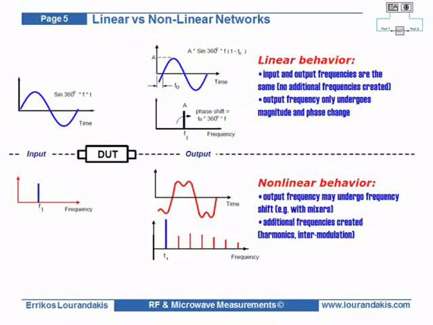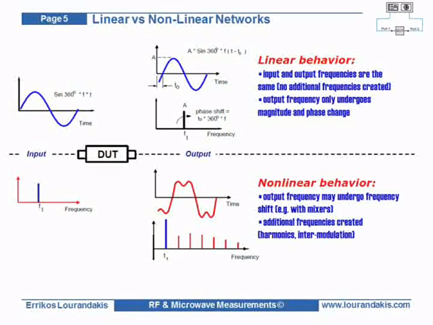Let's begin with some basic principles of microwave network theory. There are two major network types, namely linear and nonlinear networks. For linear networks, the input and output frequencies are identical. The output signal simply undergoes amplitude and phase change. Linear networks can be characterized by their S parameters, as measured with a network analyzer.